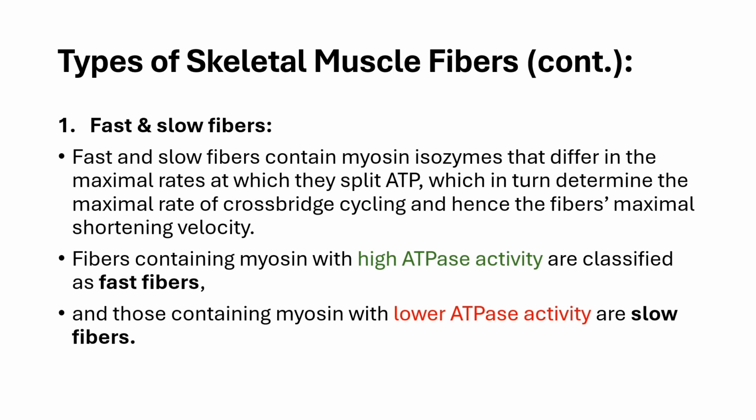On the other hand, fibers with myosin isoforms that have lower ATPase activity are classified as slow fibers. These fibers split ATP at a slower pace, which results in a slower rate of cross-bridge cycling. While their contractions are less rapid, they are more energy efficient and resistant to fatigue, making them ideal for sustained activities like maintaining posture or long distance running.